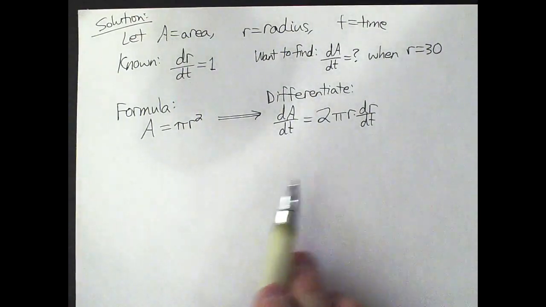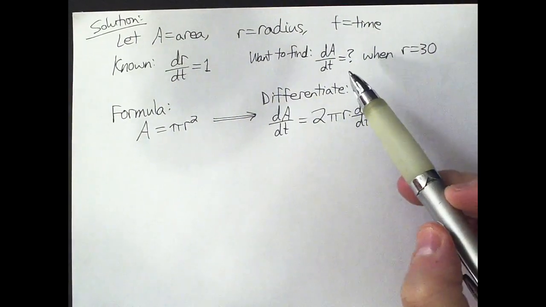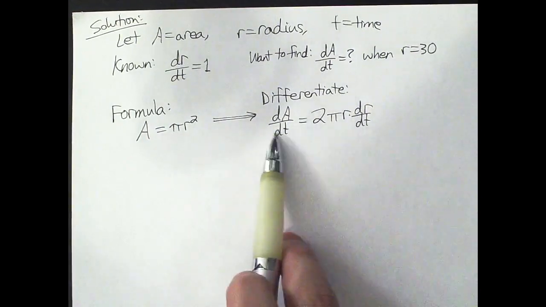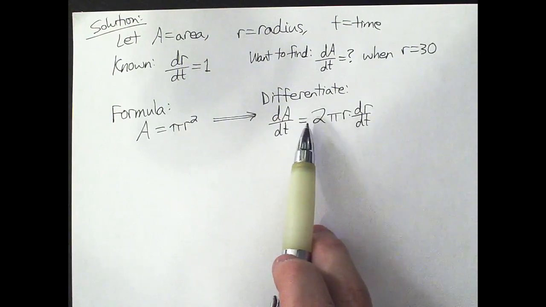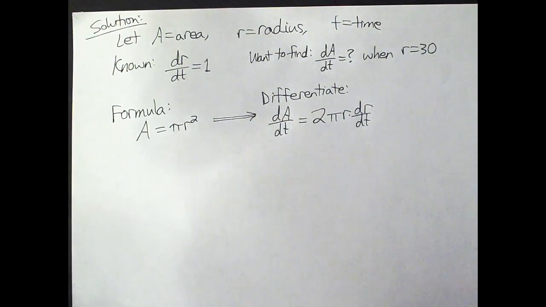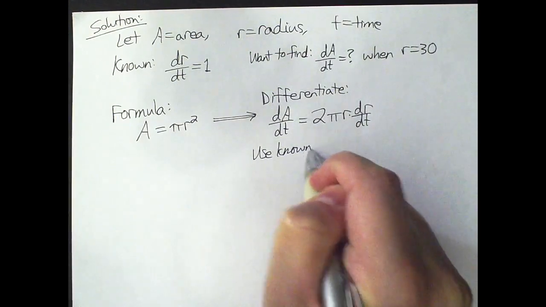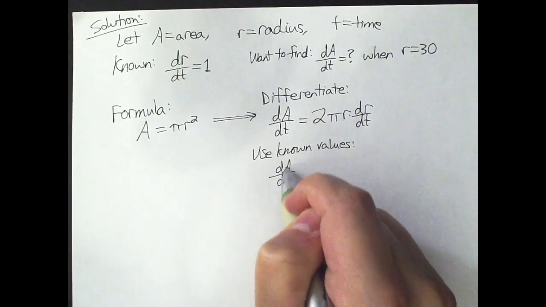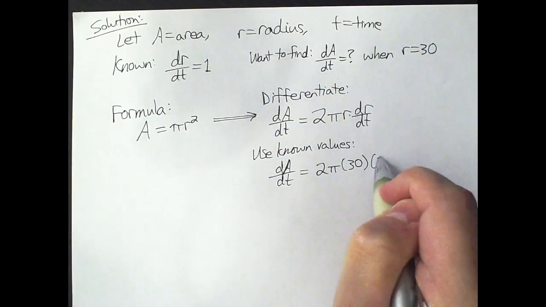All right, this is a formula for how the rates are related. Now we want to say, which one are we looking for? We're looking for dA/dt. This is the point in the problem where we would solve for dA/dt, but we're lucky because it's already in that form. dA/dt equals this other stuff, so there's no rearranging that I even need to do. Let's use known values. dA/dt equals 2 pi times 30 times 1.